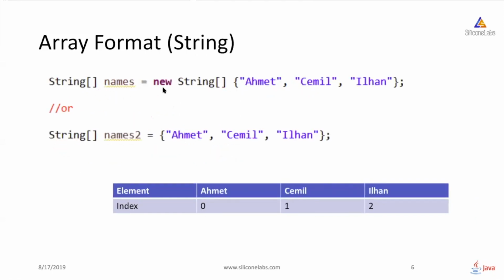And of course we can create arrays of all data types. There's no limit. We can create string, integer, double or byte arrays. It can be any kind of data type. So here 0 is Ahmed, 1 is Cemil and 2 is Ilhan. This is what my elements are in my string array.